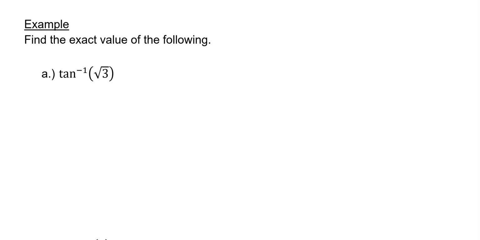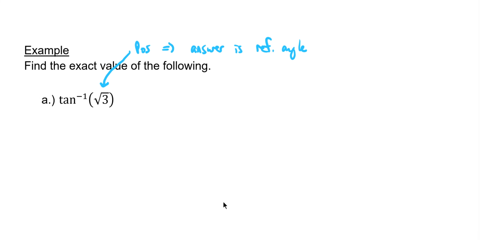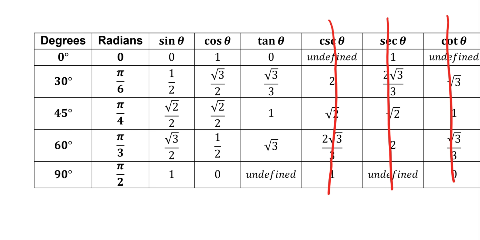First one, find the exact value of tan inverse of radical 3. Let's do this one a little bit quicker. You could set it up the way I've been setting up the first ones for sine and cosine inverse. But since this is positive, the answer is a reference angle, so we should have this memorized. Let me scroll back to the first page in case anybody's having difficulty. We wanted to know what is tan inverse of radical 3. Here's tangent, here's radical 3. That means pi over 3 is the answer.